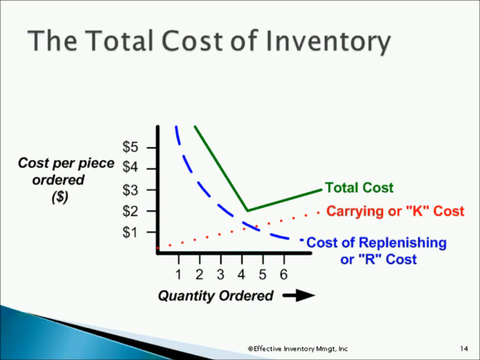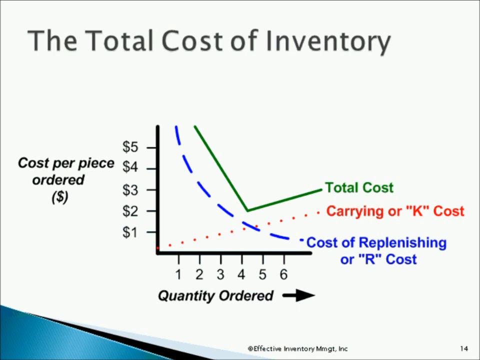Now, if we add the incoming cost, the cost of the material involved including freight, customs duties, what have you, to our chart, we get this green total cost curve. I would suggest to you, to maximize your profitability, you want to buy where that total cost is at its lowest point.